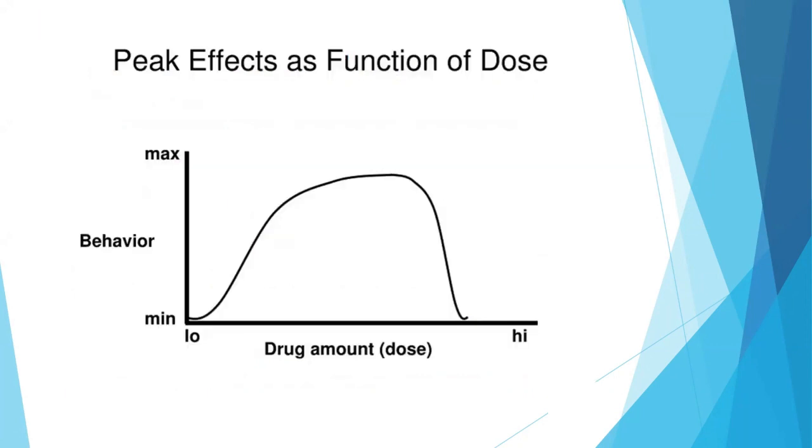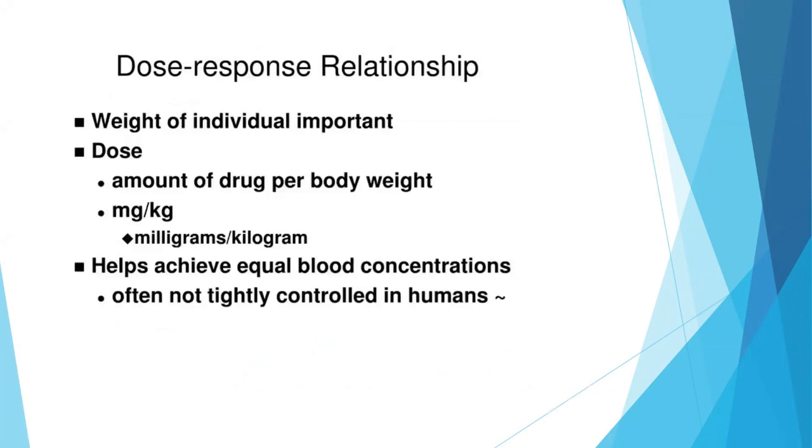Now, talking about the peak effects as a function of dose, you can see that whenever we administer a drug, with increasing time the amount of drug in the plasma increases, then it starts falling again as there is metabolism of the drug. Now, talking about the dose-response relationship, the weight of an individual is important. Dose is the amount of drug per body weight, calculated in milligram per kg. It helps achieve equal blood concentration and is often not tightly controlled in humans.